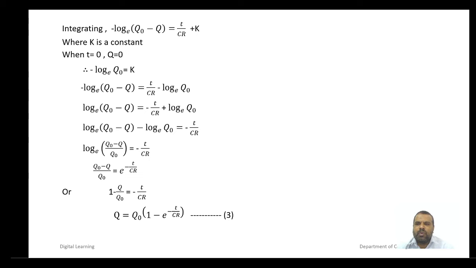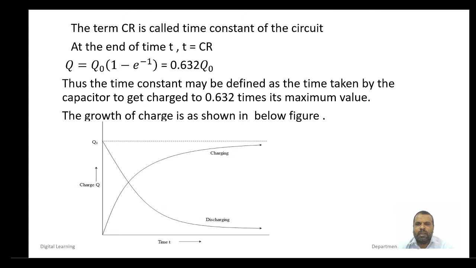Log of Q naught minus Q to the base e minus log Q naught to the base e is equal to minus t divided by CR, or log of Q naught minus Q divided by Q naught to the base e is equal to minus t divided by CR. Q naught minus Q divided by Q naught is equal to e raised to minus t divided by CR. 1 minus Q by Q naught is equal to e raised to minus t divided by CR, or Q is equal to Q naught into bracket 1 minus e raised to minus t divided by CR. Call this equation number 3.